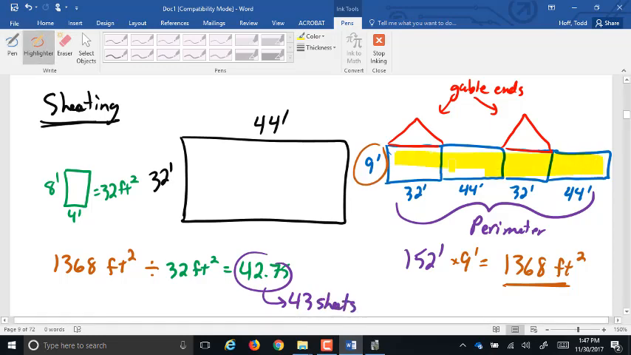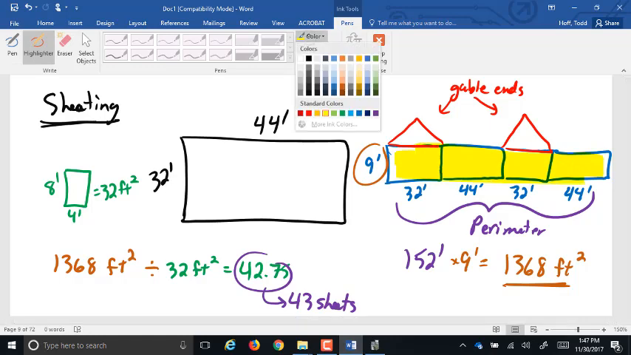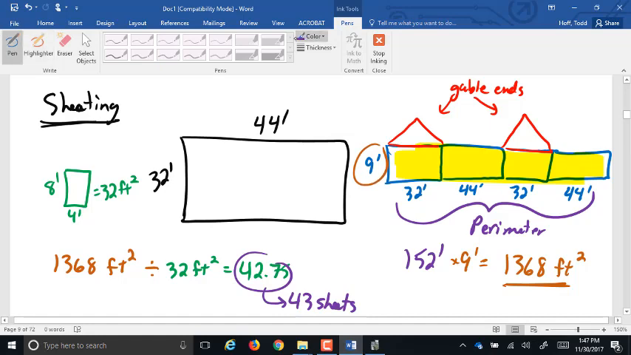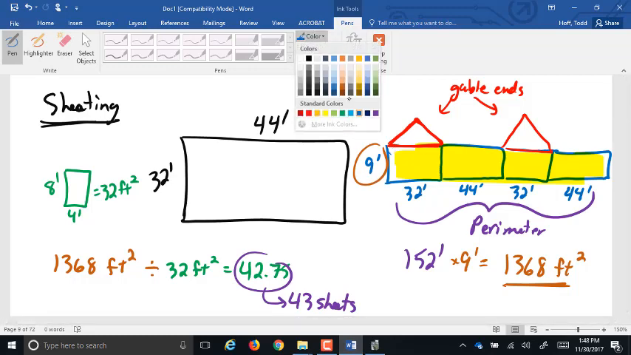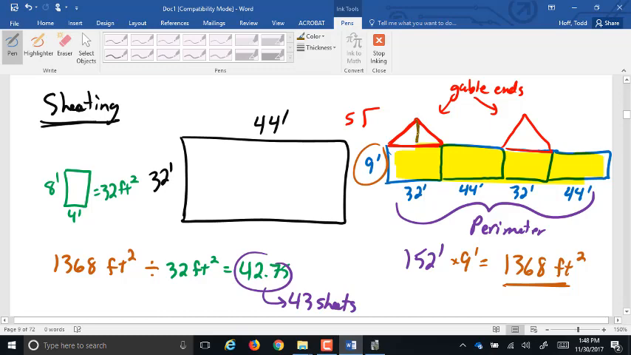So far, that's just the lower area. I have not done the gable ends yet. To do the gable ends, we need to find the area of that triangle. To know that, I need to know either the height or the slope. Let's say I know that the slope here is a 5/12 slope. What that means is for every foot of run, it rises 5 inches.